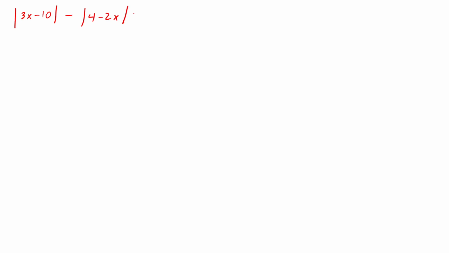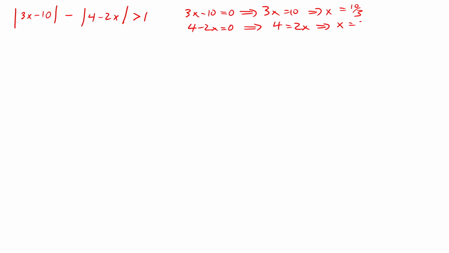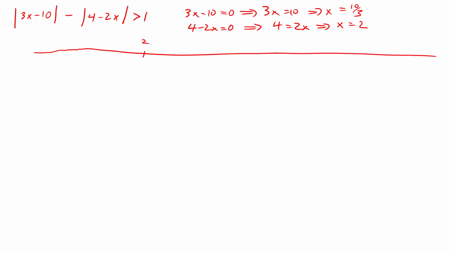And what we're going to do is set each argument equal to 0 and solve for x. If I let 3x minus 10 equal 0, then ultimately I get x is equal to 10 over 3. And if I set 4 minus 2x equal to 0, ultimately I get x is equal to 2. So we're going to build ourselves a master number line with an x value of 2 and an x value of 10 over 3 marked off.